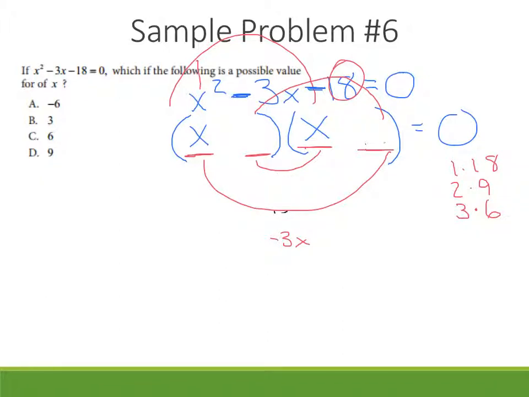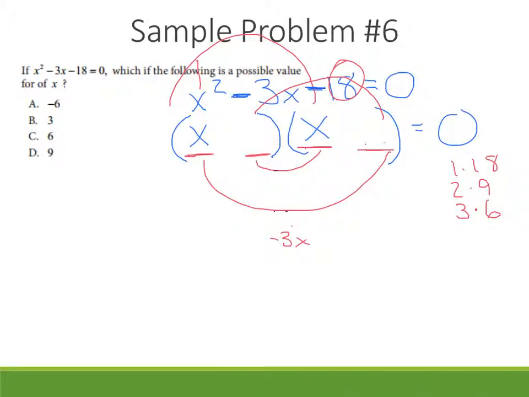What about if we tried 2 and 9? That's going to give me 2x, and that's going to give me 9x. 2x plus 9x is going to give me 11x. 9x minus 2x is going to give 7x, so there's really no way to combine those either to give me the negative 3 that I want.